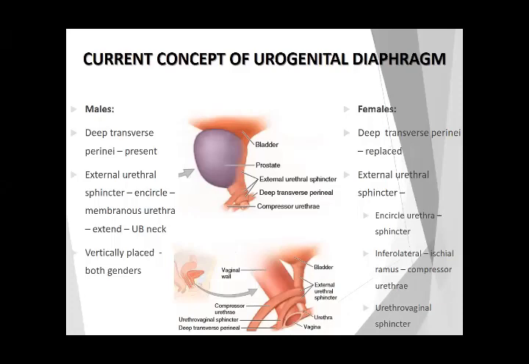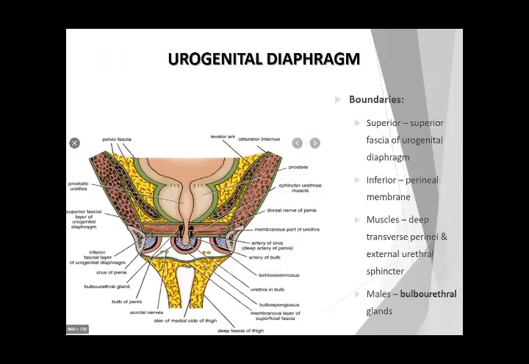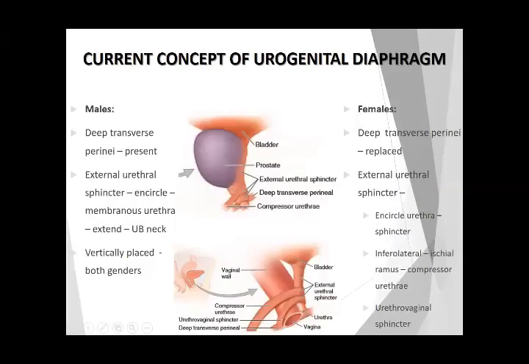अब क्या है कि, according to the older concept, this was a flat sort of layer of muscle. Okay? A group of muscles covered by the two fascia. This was a flat structure. But now what they say is that yes, the deep transverse perineum is present, one on either side. That is a kind of a flat structure.